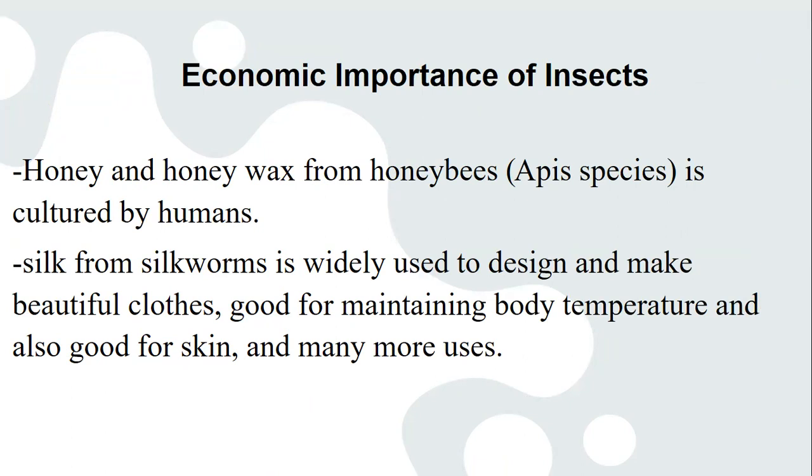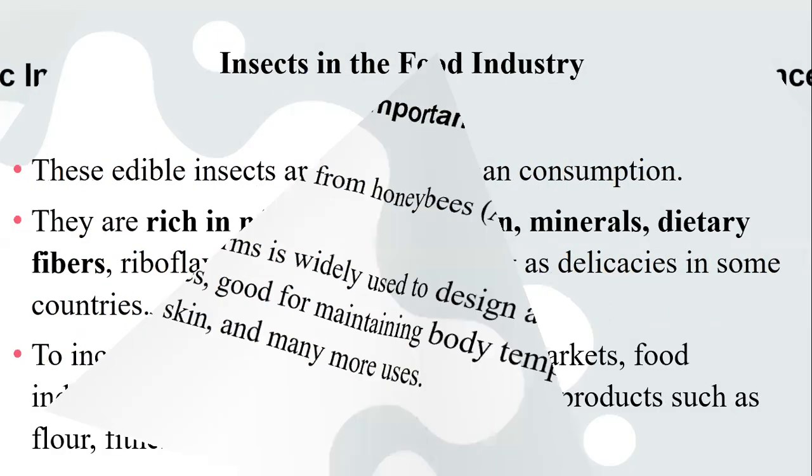This one is very helpful for human beings because some people tend to treat honey as having medicinal value, and when we consume honey, we find that our health is very much enhanced. Also, silk from the silkworm is widely used to design and make some beautiful clothes. It is good for maintaining body temperature and also good for the skin, and has many more uses.